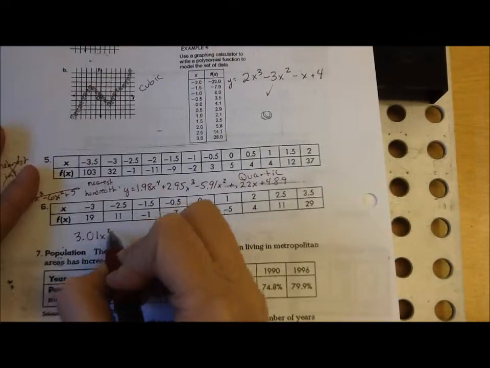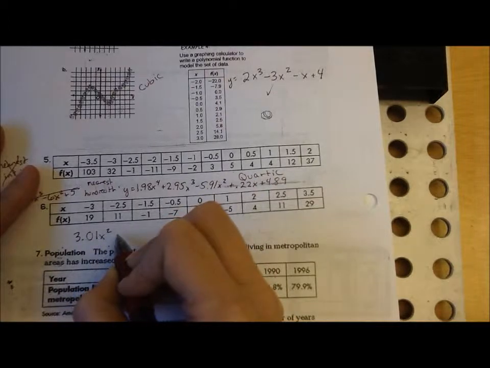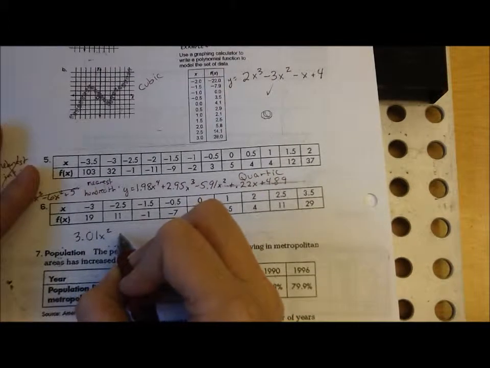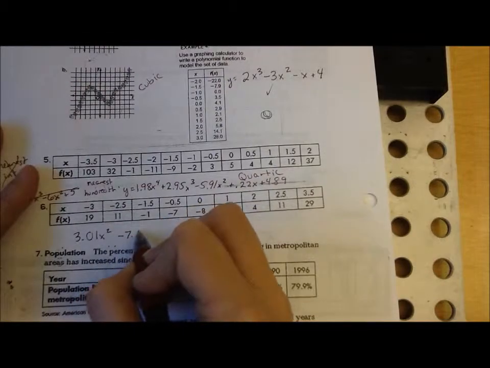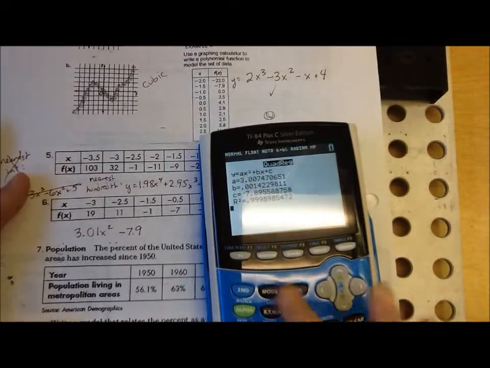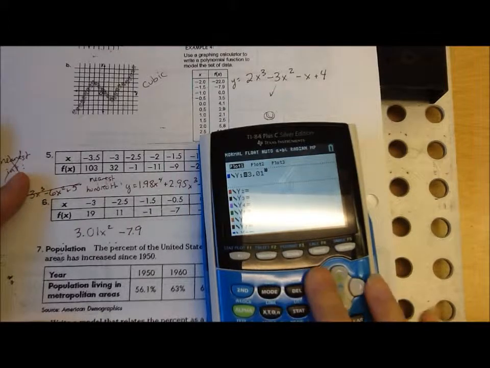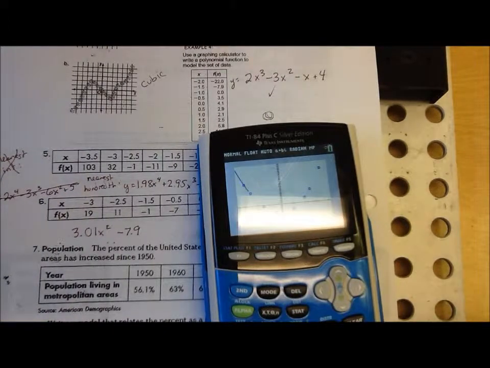3.01x squared. Even to the nearest hundredth, the b value rounds to 0. So minus 7.9. Round the 7.89 up. So let's see if that works, or if we need more decimal points. 3.01x squared minus 7.9. Yeah, that's plenty close enough.